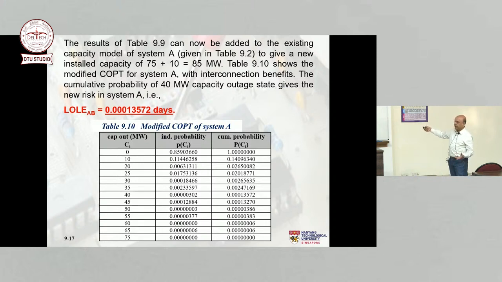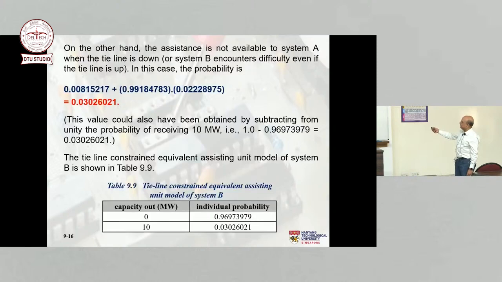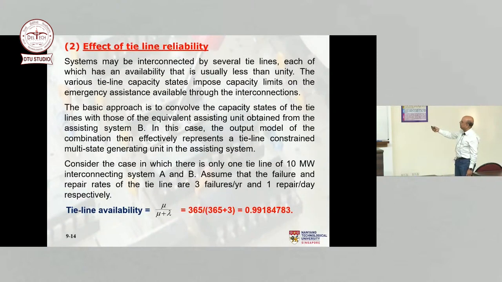Again, now I look at the cumulative probability of 40 or more, so 0.000013572. This is the new risk. 0.000135.